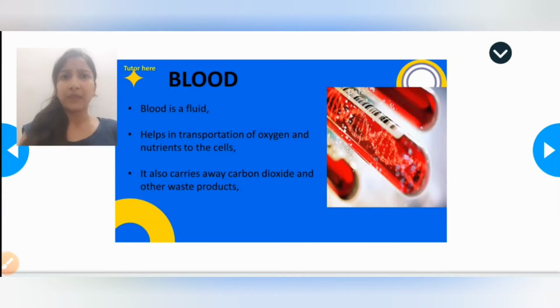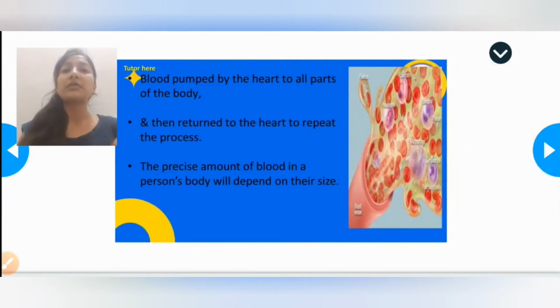What is blood? It is a red colored fluid and the red color of blood is due to the presence of hemoglobin. It helps in the transportation of oxygen and nutrients to the cells. It also carries away carbon dioxide and other waste products. It carries oxygen from the lungs to the heart through blood. The heart pumps the blood all over the body from our head to the toe and the blood returns to the heart to repeat the process, and this process will continue from our birth till the end.